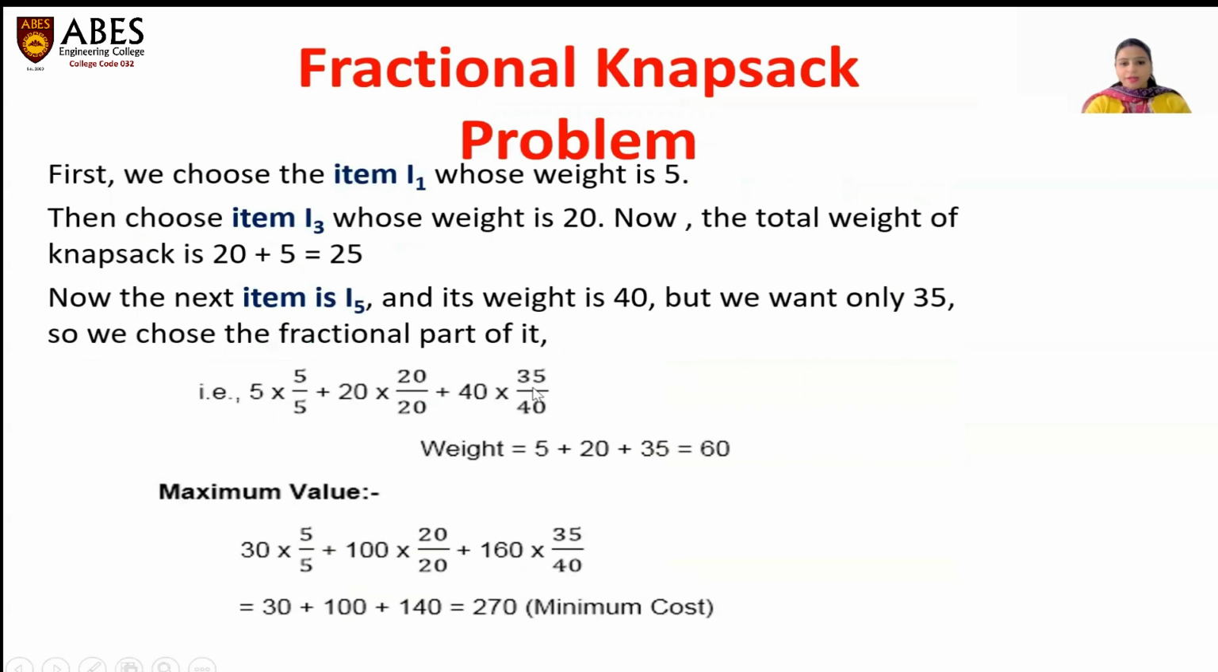We need only 35 weight. So 35 by 40, the total weight is 5 plus 20 plus 35, that is 60. Now we have to calculate the maximum value, and maximum value can be calculated on the basis of profit value. So we have calculated the profit value of the first item, another item that is 100, another item that is 160, and its fractional part that is 35 by 40. So the total cost is 270.